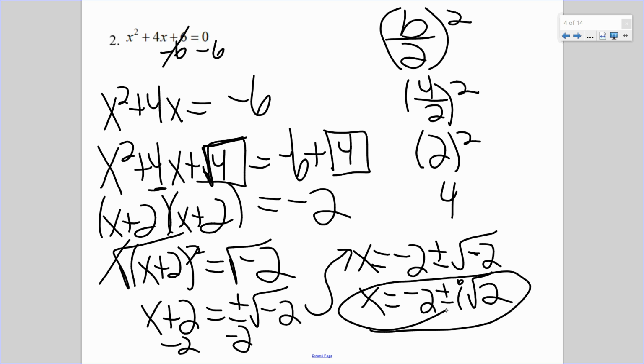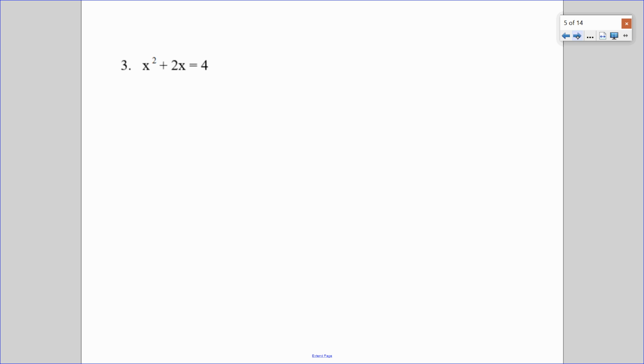All right, let's just do one or two more, and that's really it. Let's skip ahead to number 9. So, I need all the variables on one side, the integers on the other side. So I'm going to subtract 8x from both sides.